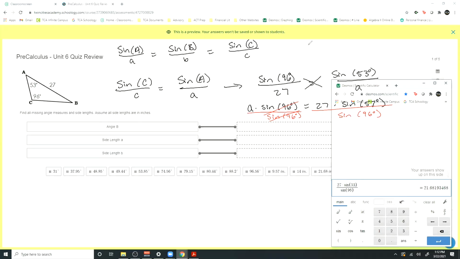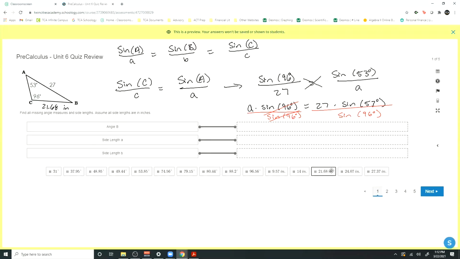Let's write that in. a is 21.68. And grab this and put that there as well.